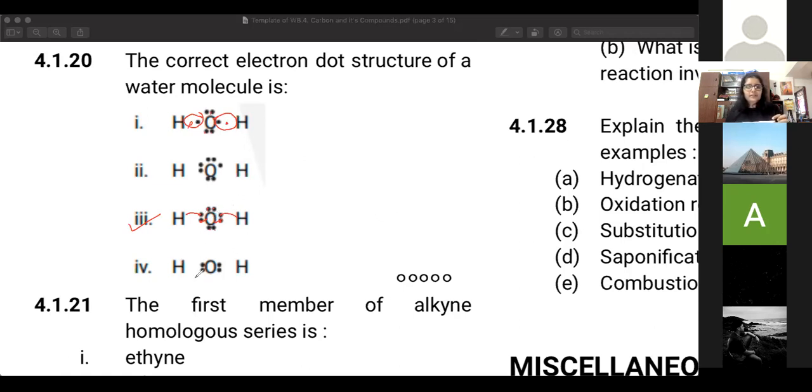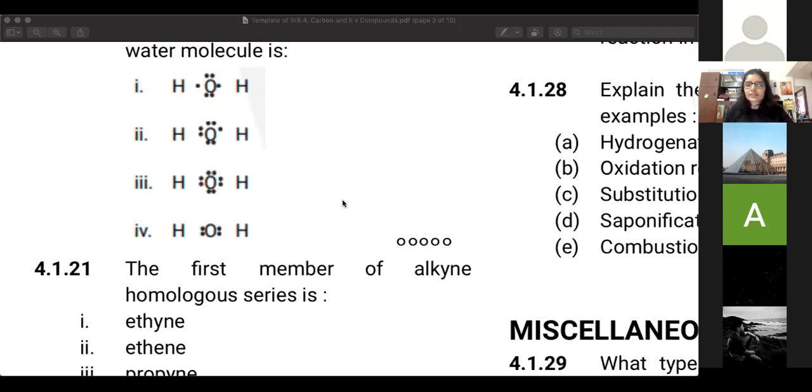I can see how this can get confusing, but if you compare it with the other options, oxygen has 8 electrons, all of them are there, which is not the case over here. So this would be more accurate. Always show the lone pair electrons also when you're drawing dot structures. Okay.